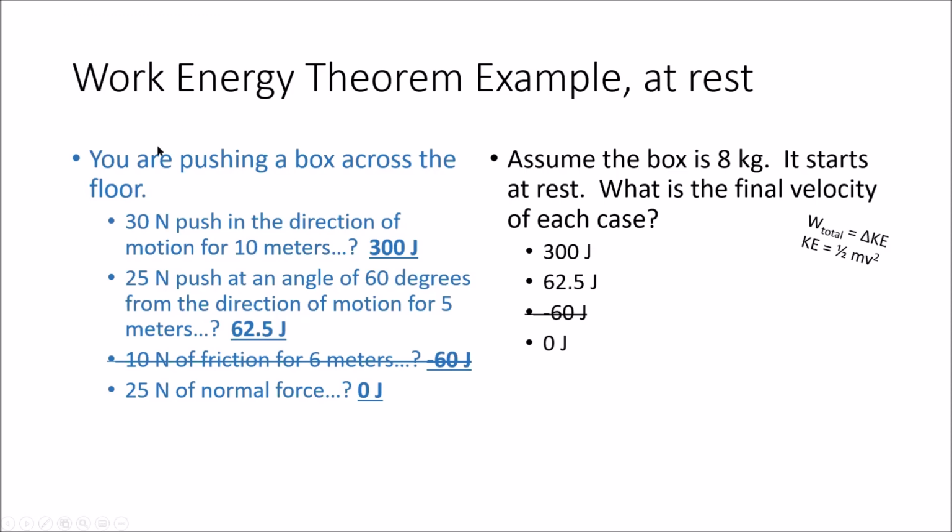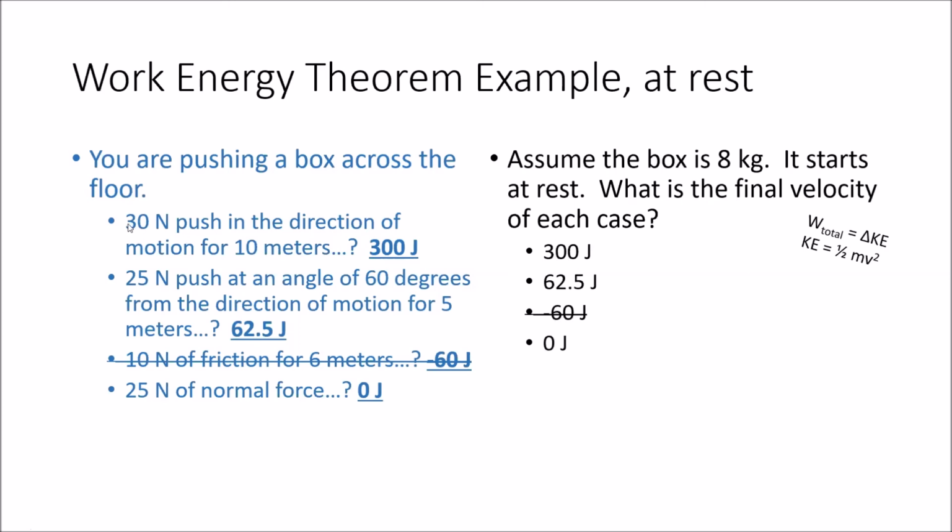I took all the examples that we did before. You're pushing a box across the floor, 30 Newton push in the direction of motion for 10 meters. Well, that's 300 joules. Assume that the box is 8 kilograms and it starts at rest. What is the final velocity in each case? So I give you all the numbers that you should be looking out for.